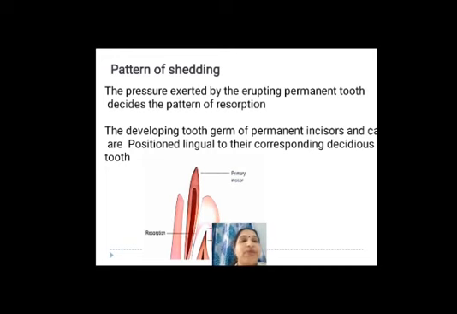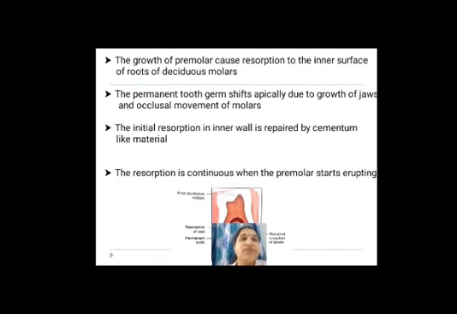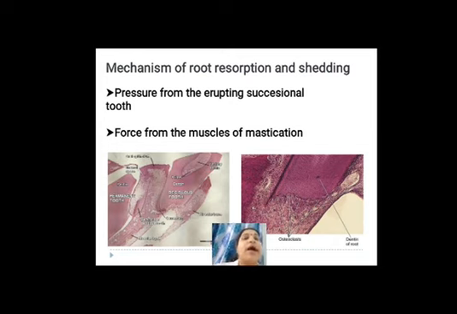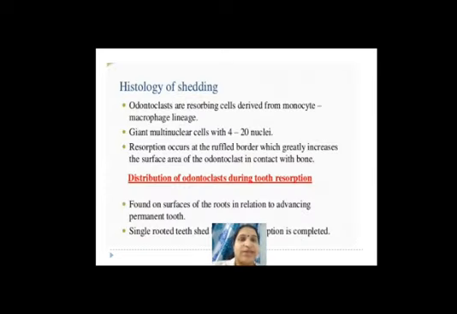And the developing tooth germs of permanent incisors and canines are positioned lingual to their corresponding deciduous teeth. And the growth of the premolar causes resorption on the inner surface of the roots of deciduous molars, and the permanent tooth germ shifts apically due to growth of jaws and occlusal movement of molars. So the initial resorption in the inner wall is repaired by cementum-like material, and this resorption is continuous when the premolar starts erupting. And there is a mechanism of root resorption and shedding, like the pressure from the erupting successional tooth or forces from muscles of mastication and everything.